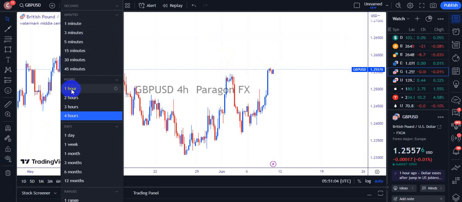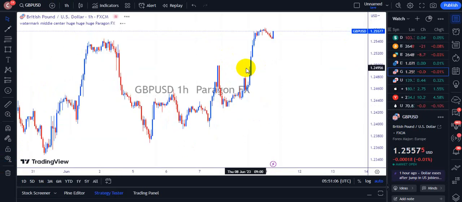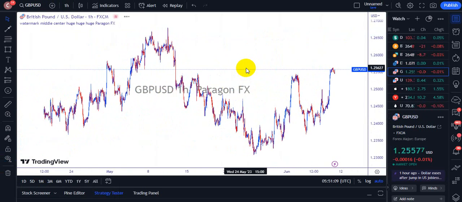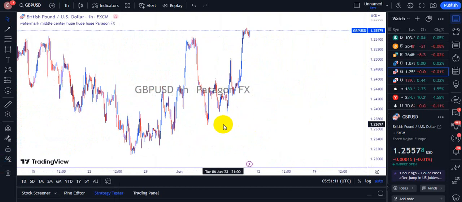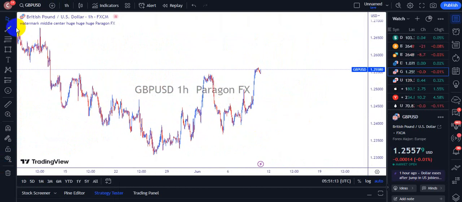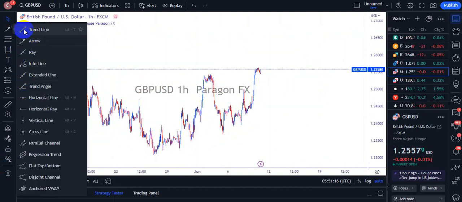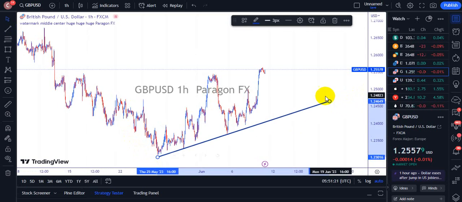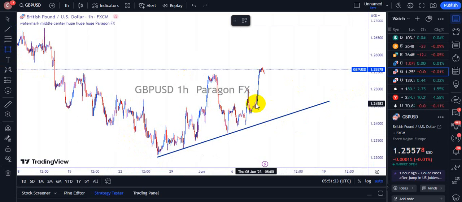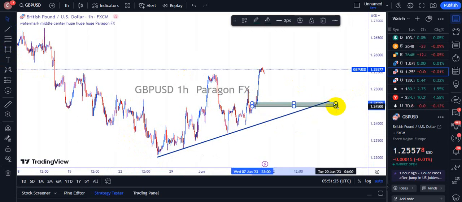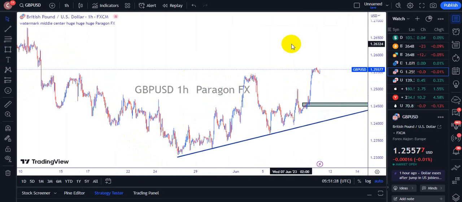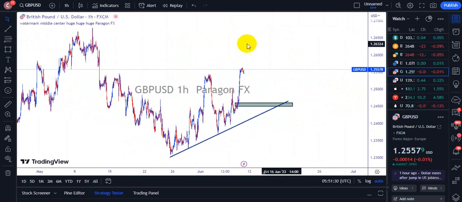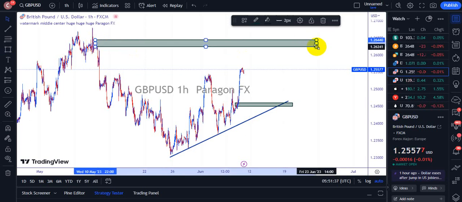Go to the small time frame like H1. H1 time frame. This is the demand zone first. You can buy from this area or sell from this area.